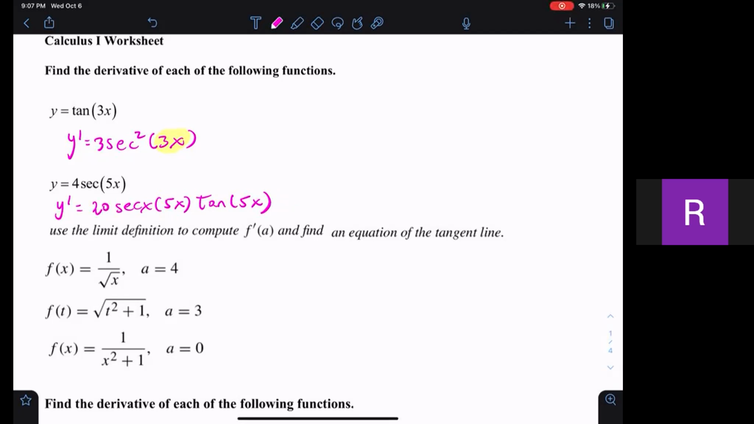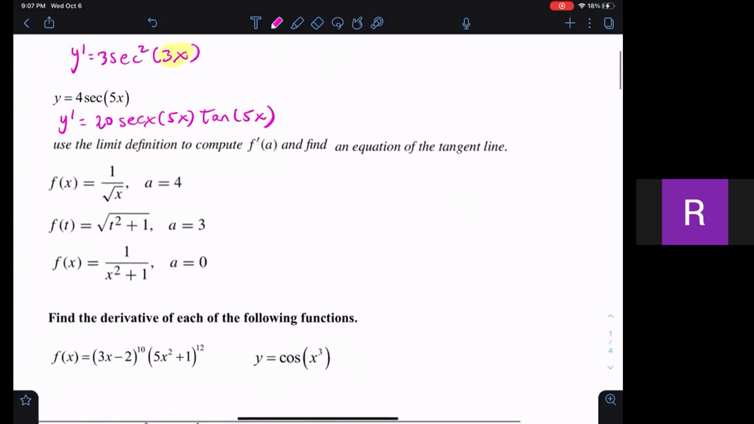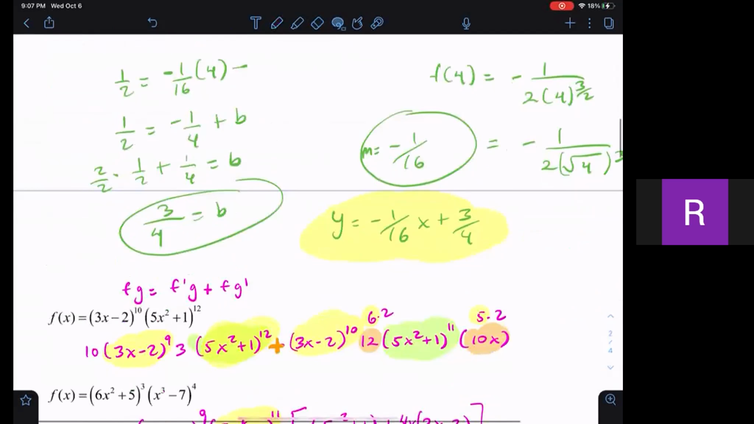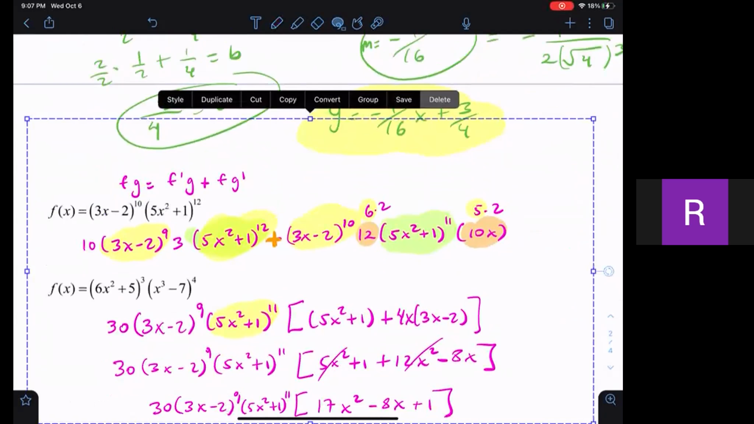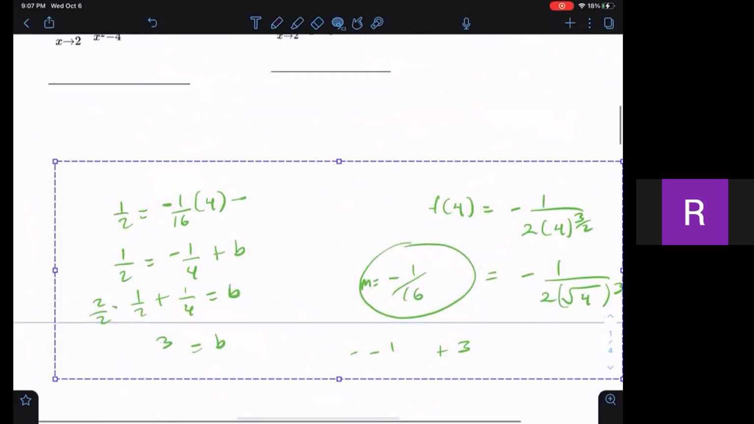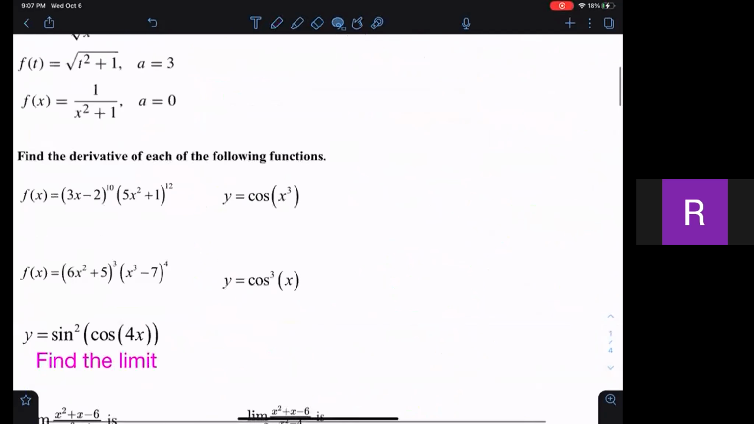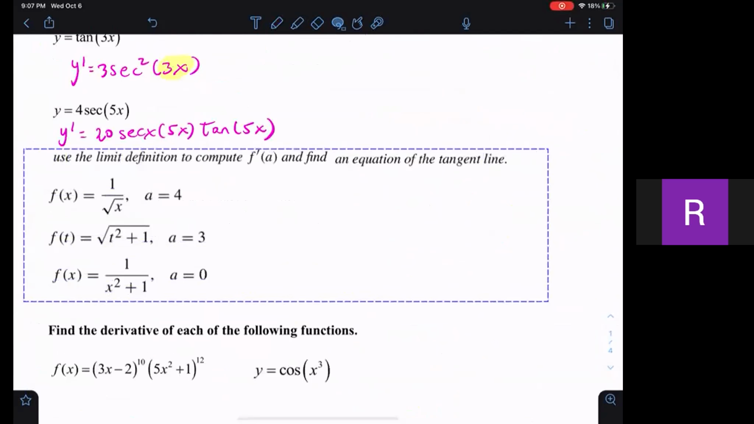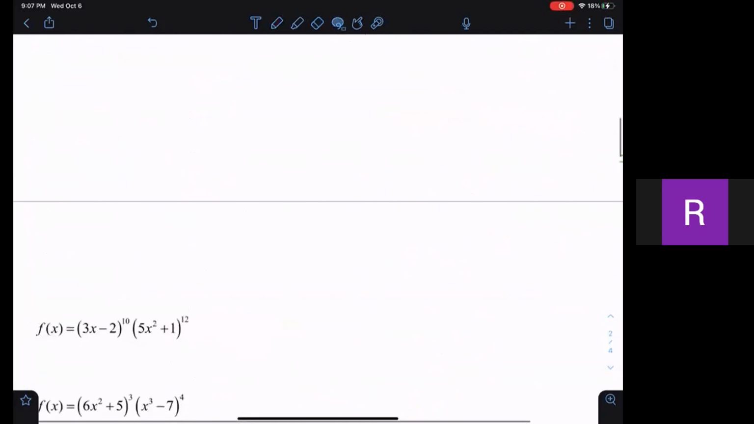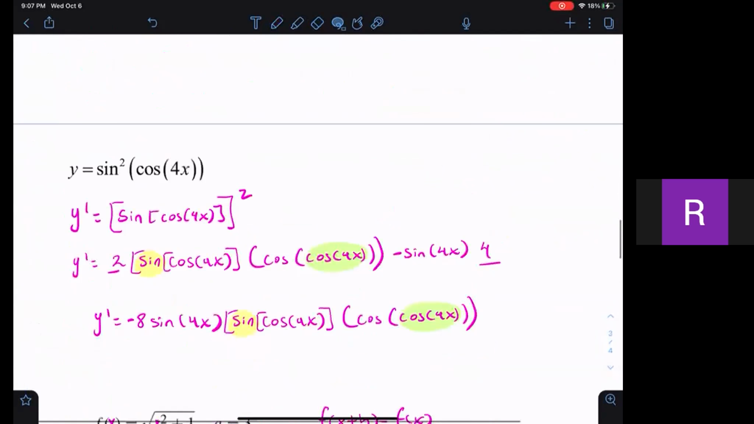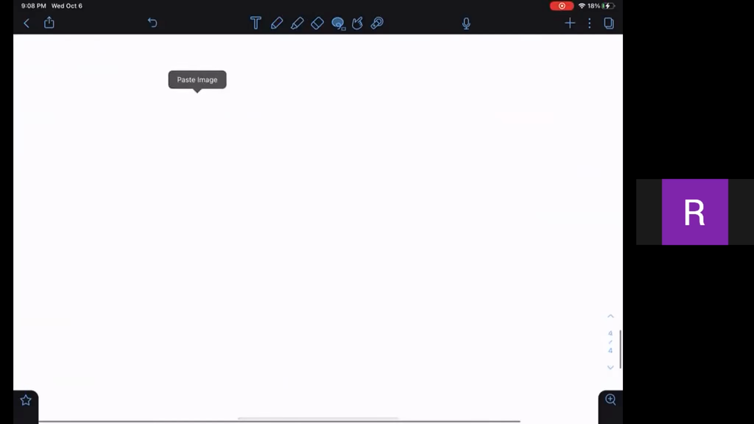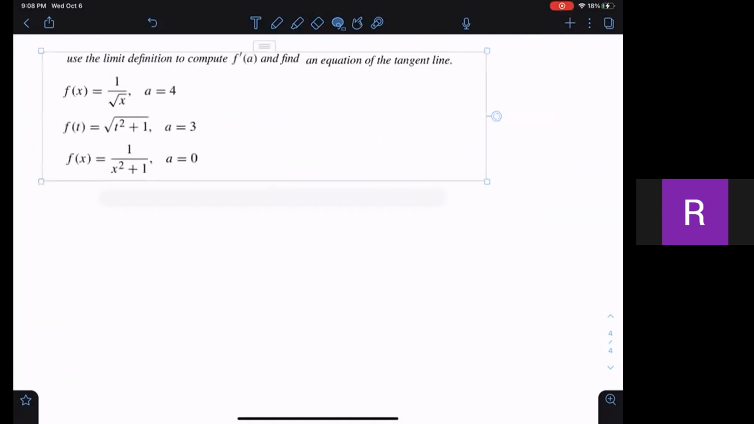That's it. Now here you have to use the limit definition, right? And you have to find the equation of the tangent line. So I'm going to do that somewhere else because I don't have room. Let me see if I solve all these problems. I put it here, right? Let me erase this stuff. Okay, so let me copy this here somewhere else because I need room for that. Okay, so this is what they want.